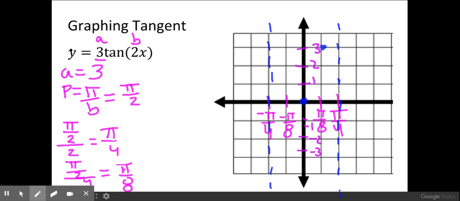So point there, and point here. So we draw our tangent curve, and that is how you draw the tangent function. Keep in mind, if your front number is negative, it would go the opposite way. So you would plot point here and your point down here, and the curve would look the opposite.